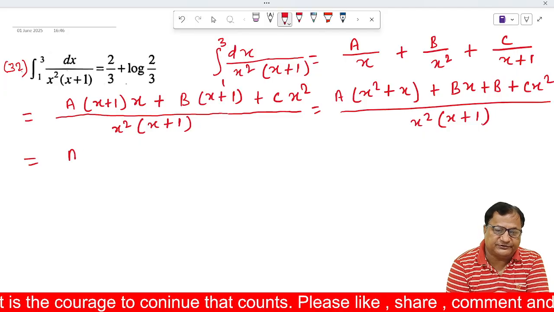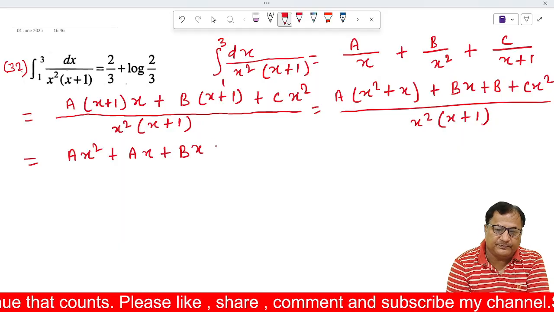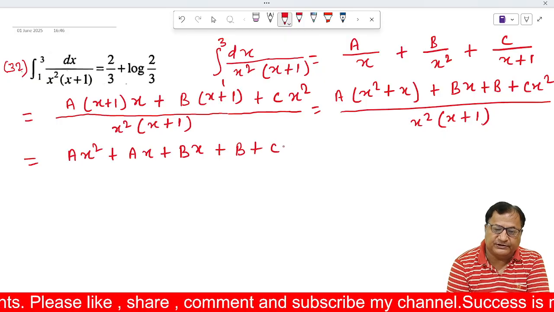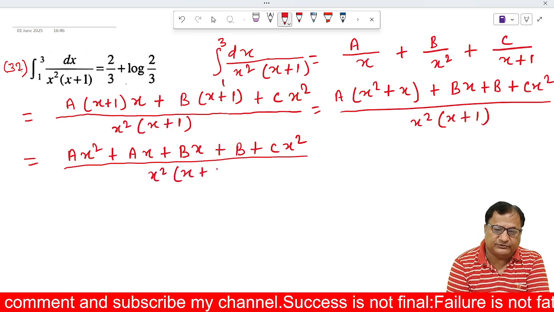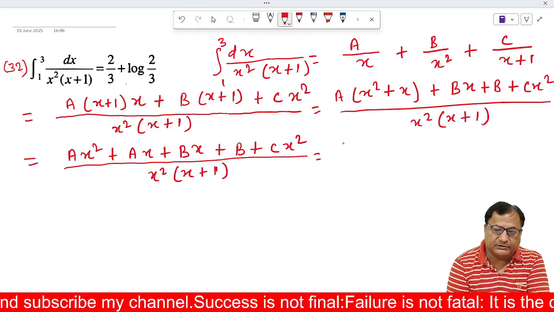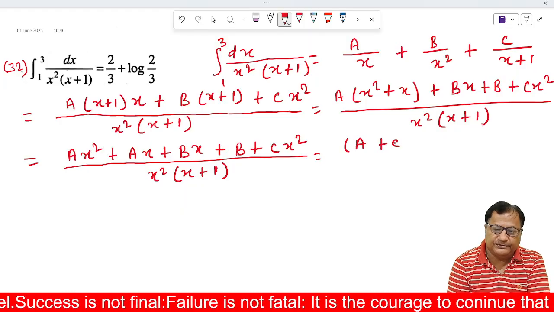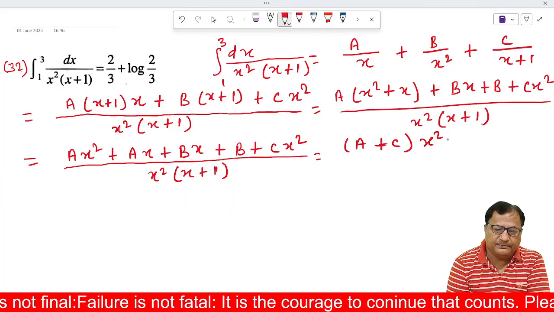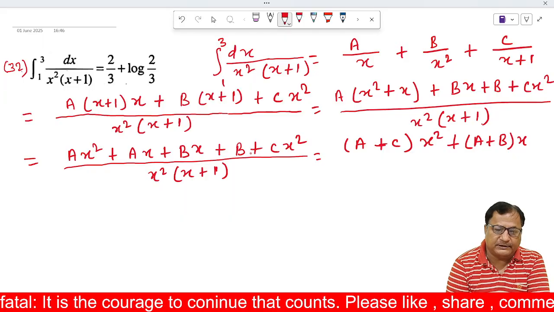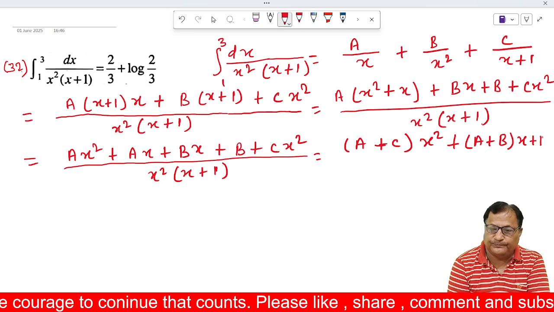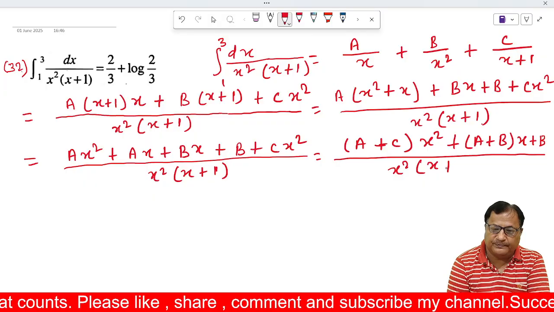Now A will multiply, so A x square plus A x plus B x plus B plus C x square, divided by x square into x plus 1. Now take x square common, then A plus C into x square, plus x common, then A plus B, and plus B, divided by x square into x plus 1.